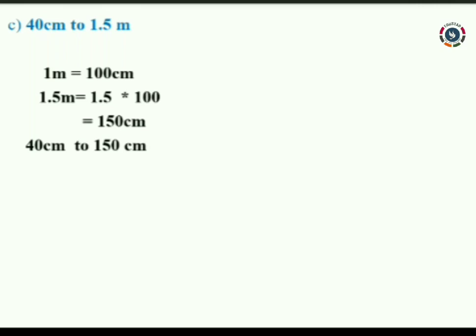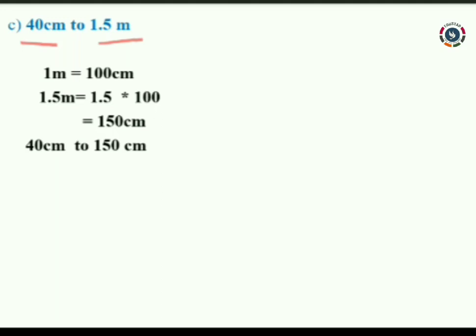Okay, next one, 40 centimeter to 1.5 meter. Now we are going to find the ratio for 40 centimeter to 1.5 meter. Check the units, 40 centimeter and 1.5 meter. The two units are different, right? Two quantities can be compared only if they are in the same unit, right? So you have to convert to the same unit. Now centimeter and meter, you have to do conversions, right? Already in the decimal chapter we have studied conversions. Shall we do it now? Yes.